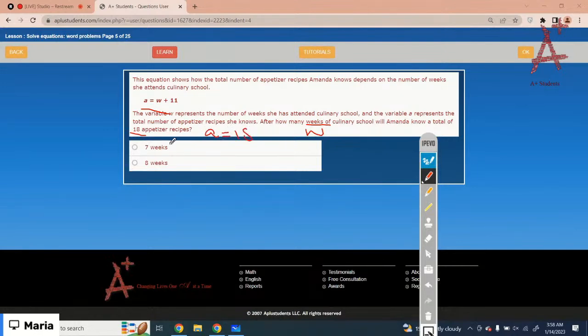Got it? When you are given A equals 18, just put the values in the equation. It would be 18 equals W plus 11. Got it? Now you have to subtract 11 from both sides. So it would be W plus 11 minus 11. 11 minus 11 is 0, and W equals 18 take away 11, which is 7. So that would be 7 weeks. Got it? So just select the correct option and click on the OK button.